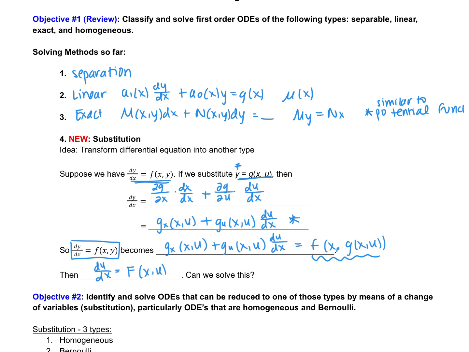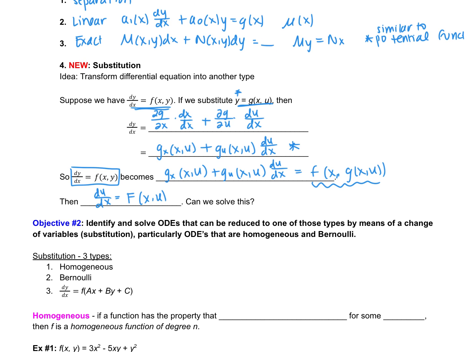And ideally, we're going to be able to. There are 3 different types of substitution that we're going to look at. We're going to look at homogeneous equations, Bernoulli equations, and then that third one you see, dy/dx is some function f of ax add by add c. So we're going to start with homogeneous equations.